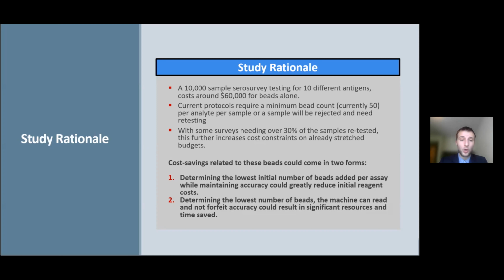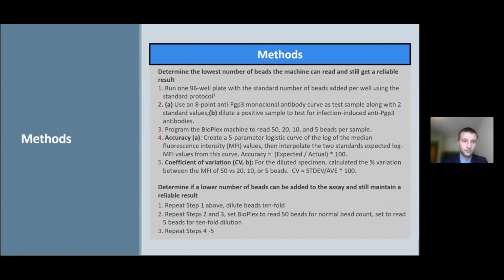One is determining the lowest initial number of beads added per assay while maintaining accuracy, which could greatly reduce initial reagent costs. Two is determining the lowest number of beads the machine can read and not forfeit accuracy. Could result in significant resources and time saved.